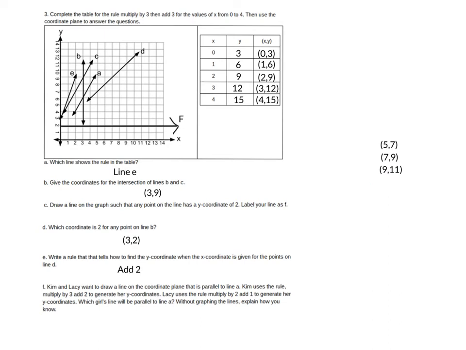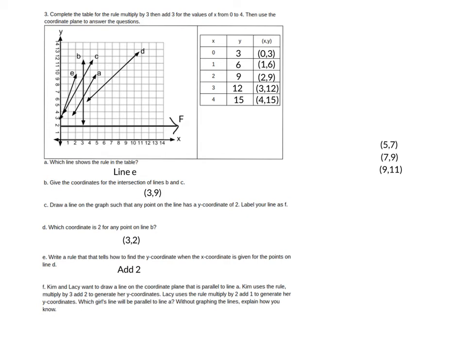Kim and Lacey want to draw a line on the coordinate plane that is parallel to line A. Kim uses the rule multiply by 3, add 2 to generate her y-coordinates. Lacey uses the rule multiply by 2, add 1 to generate her y-coordinates. Which girl's line would be parallel to line A? Without graphing the lines, explain how you know.